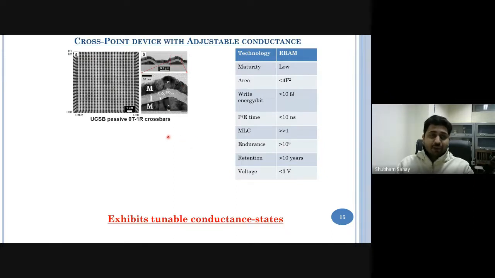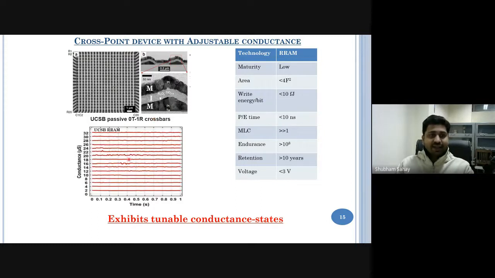However, the best part about this RM device is that it exhibits tunable conductance states, that its resistance can be tuned to any value between its minimum conductance and maximum conductance, or minimum resistance and maximum resistance. So here, as I show you, we were able to tune the conductance of these individual RM devices in this array, from 2 microsiemens to 32 microsiemens in steps of 2 microsiemens, just by applying electrical pulses.